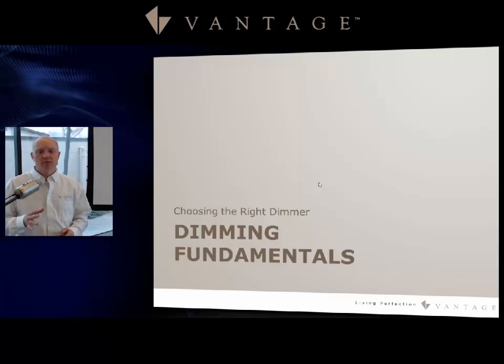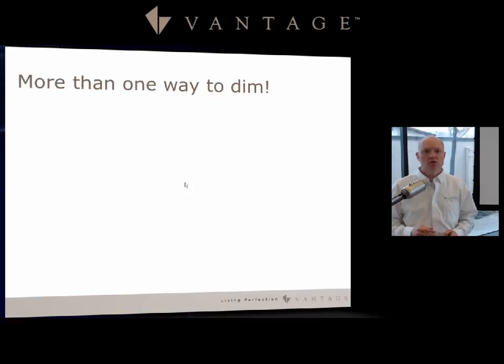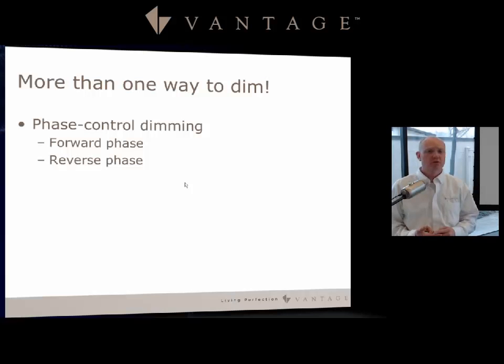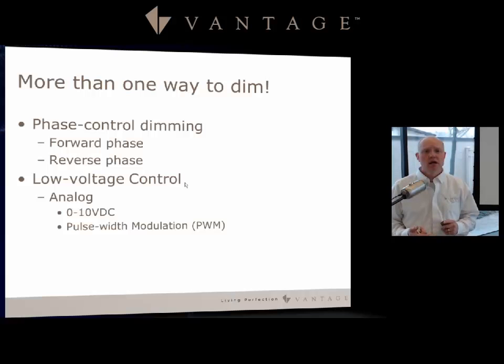So let's go into the fundamentals of dimming. Choosing the correct dimmer: there is more than one way to dim. You have phase control dimming, which covers both forward phase and reverse phase. You have low voltage control options, which is analog, your 0 to 10, and your pulse width modulation, or PWM, types of loads. And then you also have digital, which is your DMX and your DALI types of loads.